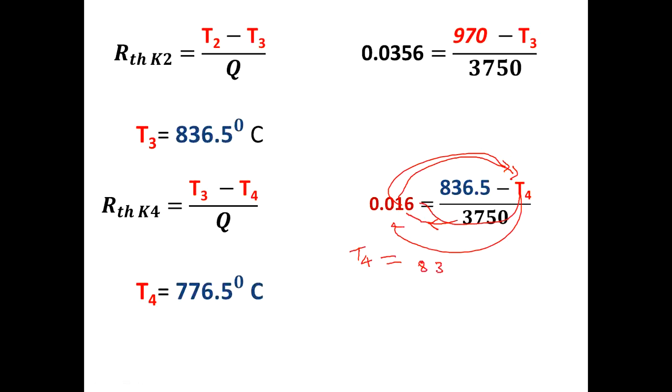Therefore, 836.5 minus 0.016 into 3750. Then you are taking minus T4 to this side, then it will become plus T4.